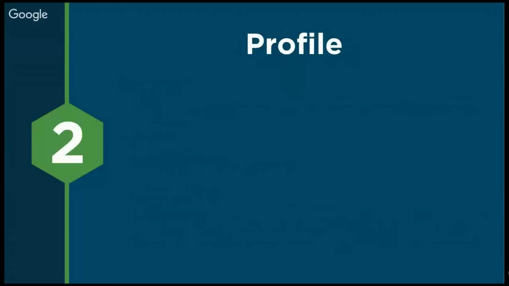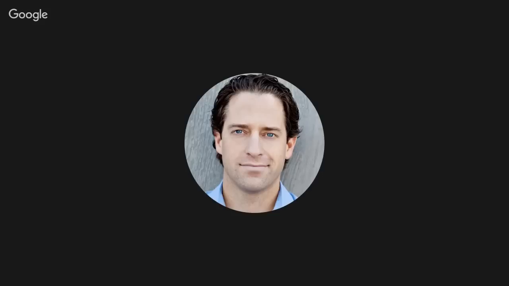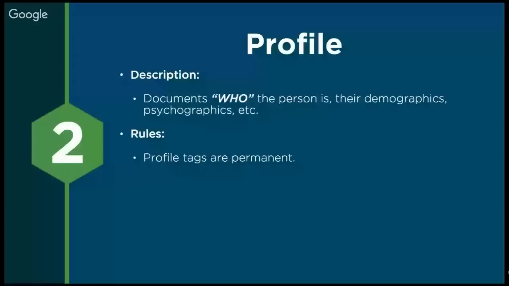Okay, now let's look at profile tags. Profile tags document who the person is, their demographics, their psychographics, etc. So rules: these tags also are permanent. Someone's demographics or psychographics don't generally change too much while they're a prospect or a client, and so these are permanent. We don't ever remove these tags. They get applied as we collect information about people and what's going on with them.